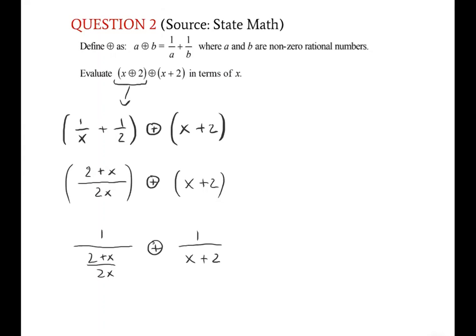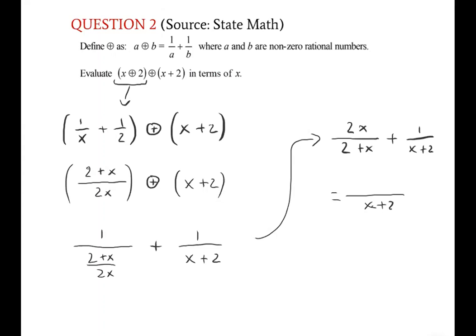That's okay. So this can be simplified to just plus 2x over 2 plus x plus 1 over x plus 2. Since the denominators are equal, we can figure out our answer, and we'll get 2x plus 1. And that is our answer.